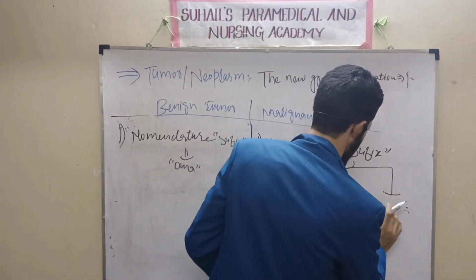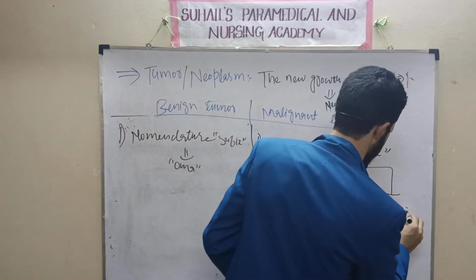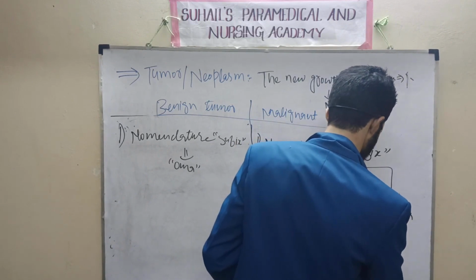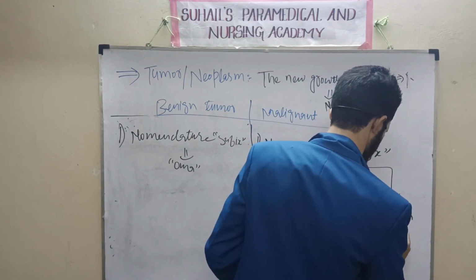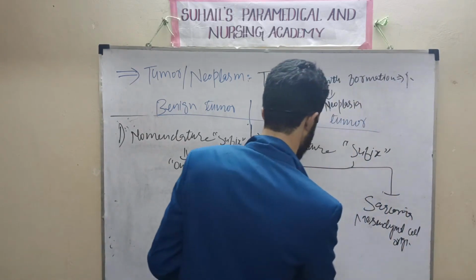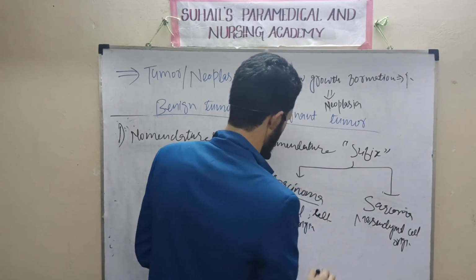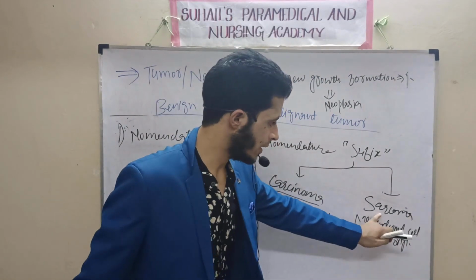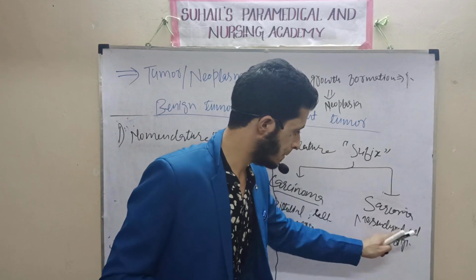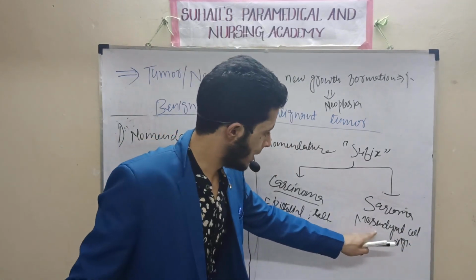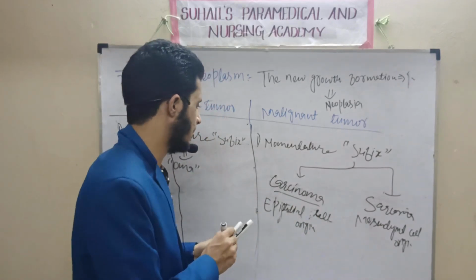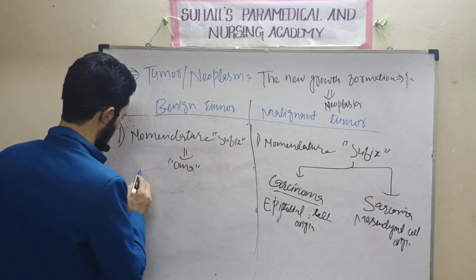Remember, the suffix for that malignant tumor we will use is carcinoma. If it is of mesenchymal cell origin, we call this sarcoma. It is confusing. Mesenchymal cell origin, sarcoma. Epithelial cell origin, carcinoma. Now I will tell some examples. Here the examples will be mostly here.